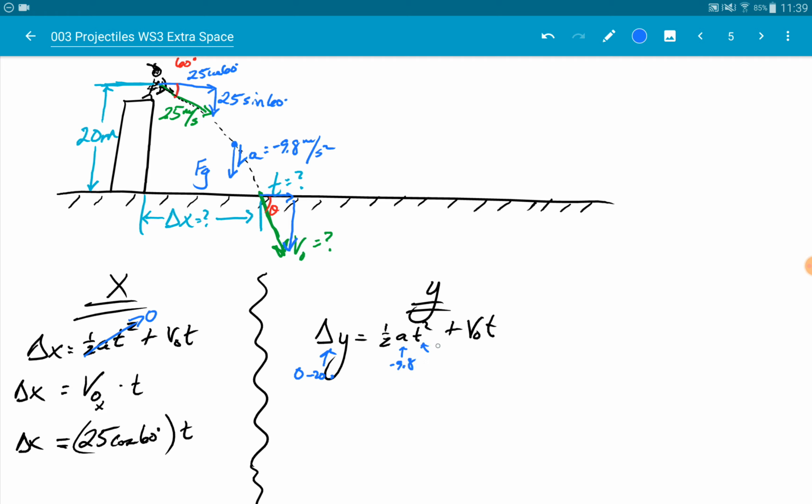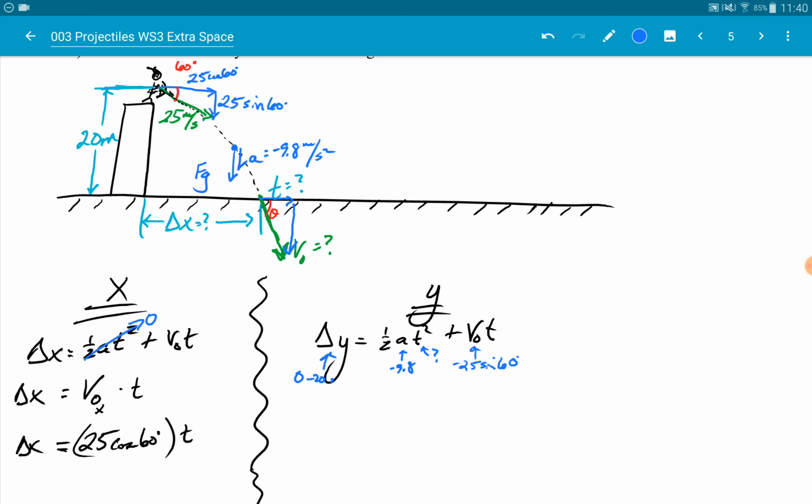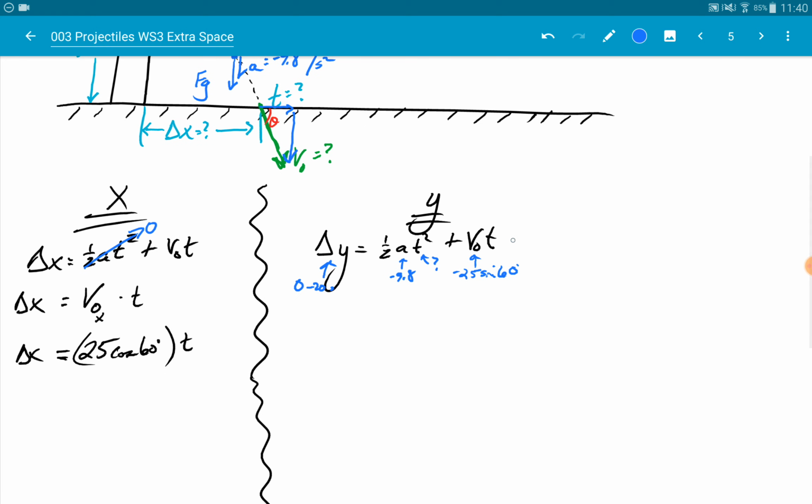I don't know the time there, dang. But I do know the velocity there. The velocity is 25 sine of 60 degrees, and specifically it's negative 25 sine of 60 degrees. Okay, I put that negative out in front because I already recognize that that's going down, and I also remember from math that sine 60 degrees is going to be a positive value. So I assign the direction here. Now I look at this and I go, wait, I know everything except the time there, so I can figure out the time it takes to get down to the ground. Great, let's go do it.